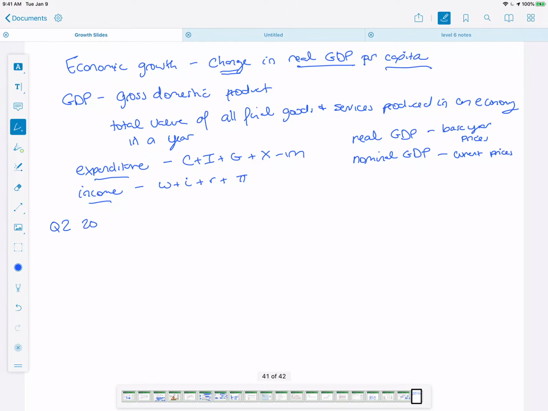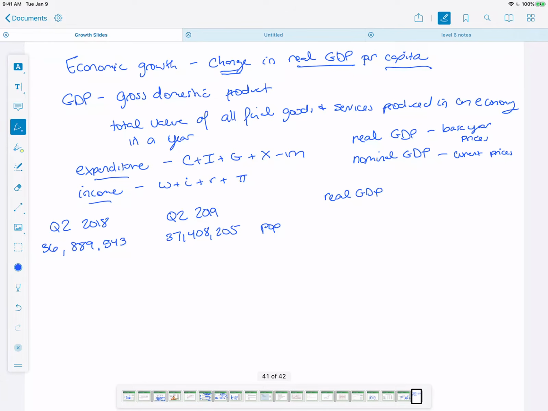So second quarter 2018, it was a population of 36,889,543. And our second quarter of 2019 was 37,408,205. Okay, so that was our population. Now, if we want to measure economic growth, we're going to need real GDP per capita. So we have the per capita part, but we need to find real GDP.